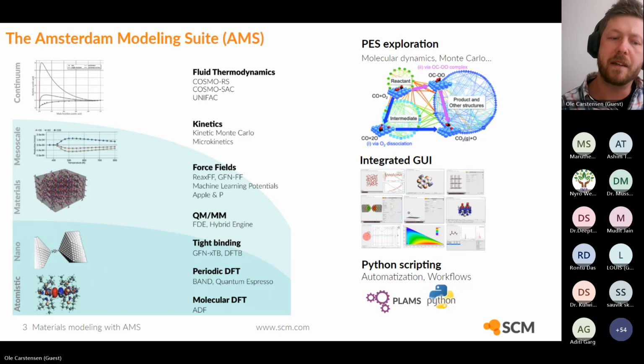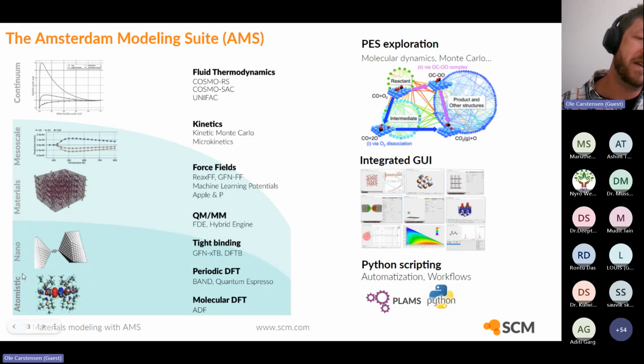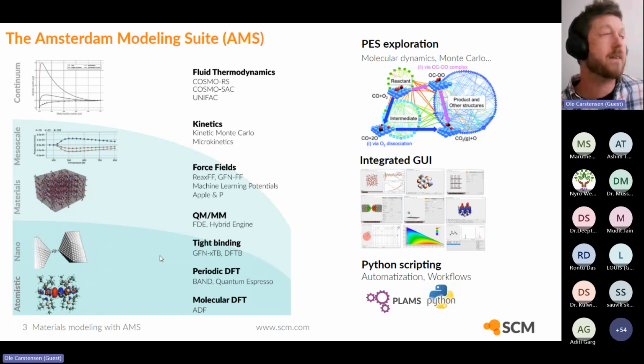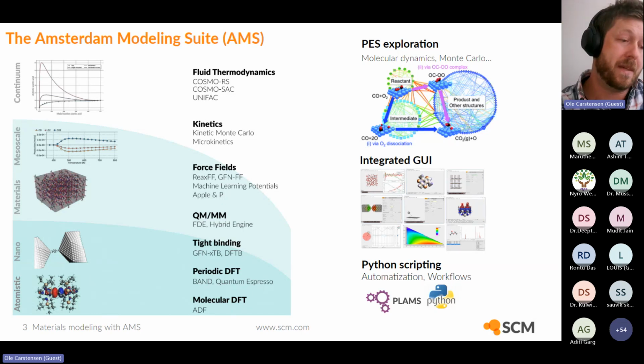So these reach a size where you cannot finish such a calculation anymore, even on a compute cluster. So entering the nano realm, we have extended the Amsterdam Modeling Suite with some more approximate methods, and these approximate methods are just computationally cheaper, so they are more efficient. That comes at the expense of those methods being also a bit less precise, a little bit less accurate.